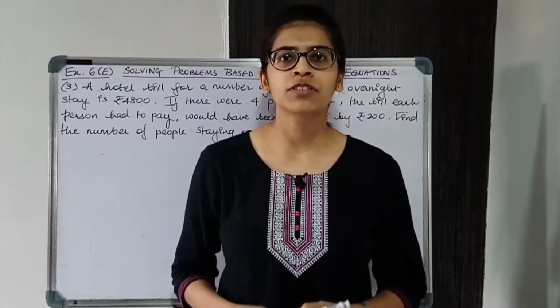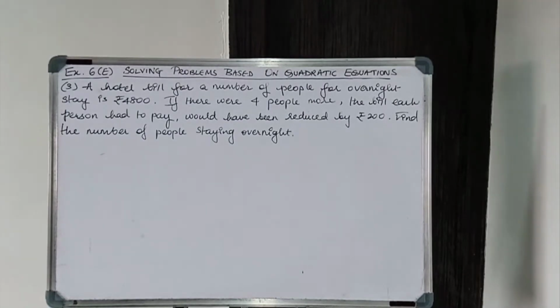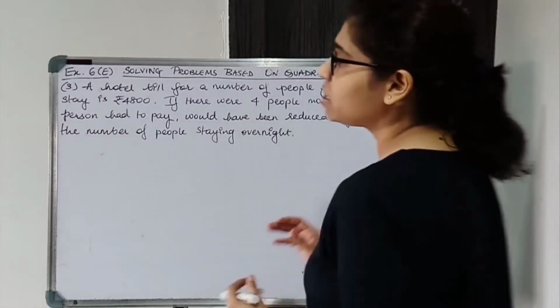Coming to the next question, question number 3. A hotel bill for a number of people for overnight stay is rupees 4,800. If there were 4 people more, the bill each person had to pay would have been reduced by rupees 200. Find the number of people staying overnight. Now this is very easy.